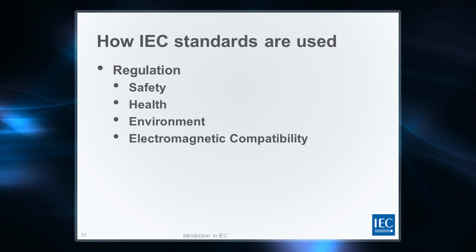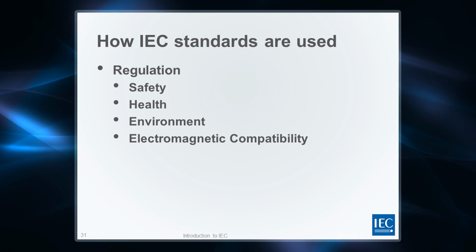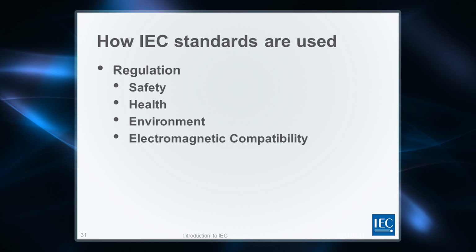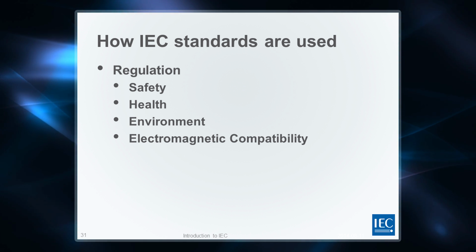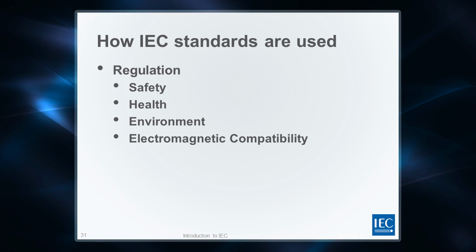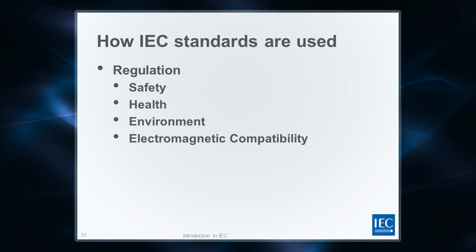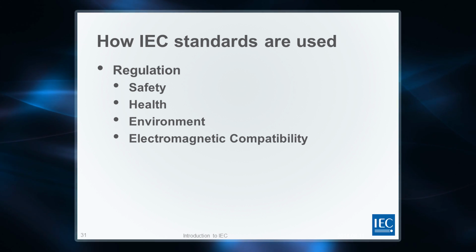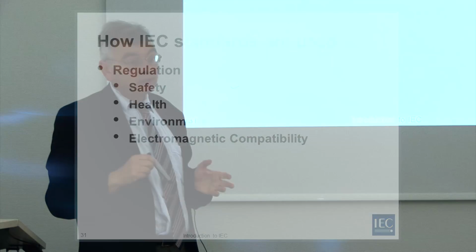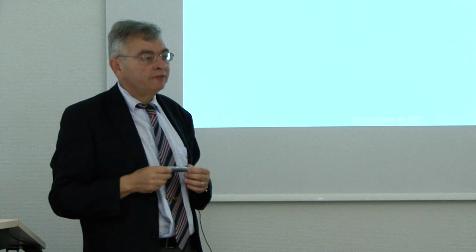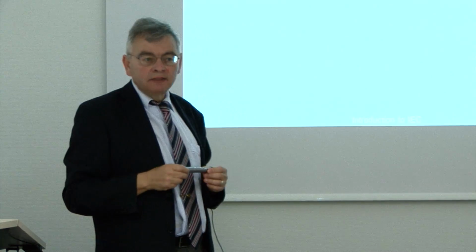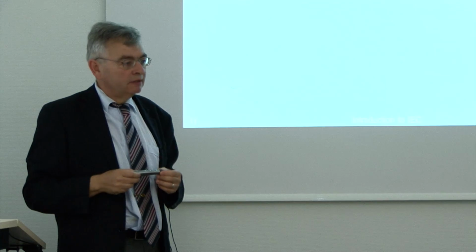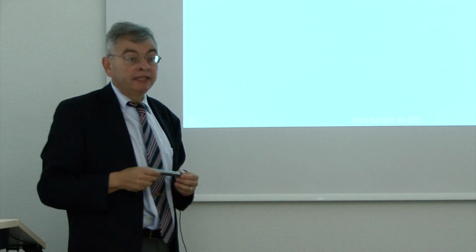Standards are used in regulation, and these four areas of activity are the areas most covered by regulation. Electrical safety, health, the environment, and electromagnetic compatibility. Sorry about the last one, but it's a heavily regulated area. Electromagnetic compatibility: hold your mobile phone against another electrical appliance and you'll hear it humming.